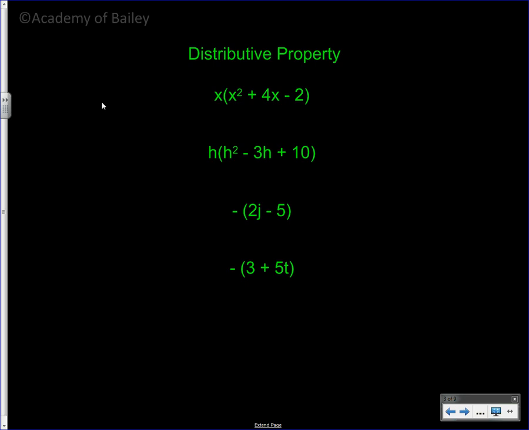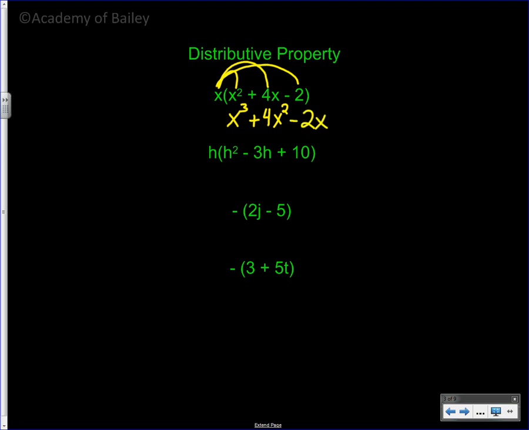So we have this x times the trinomial, and you just multiply it by everything inside. X times x squared is x cubed. X times a positive 4x, well, that's a positive 4, and what is x times x in there? That would be x squared. And then now we go x times, you got it, that's a -2, and that would be a -2x.